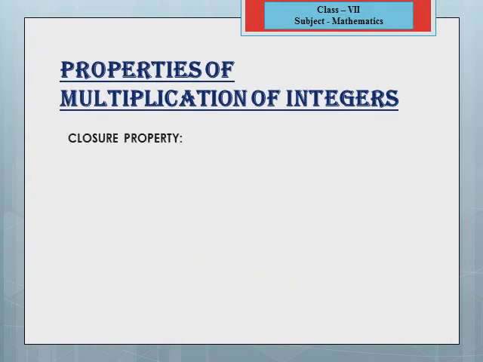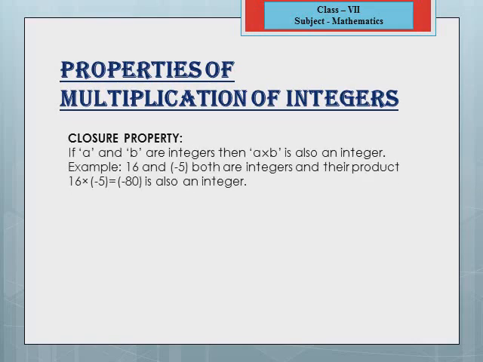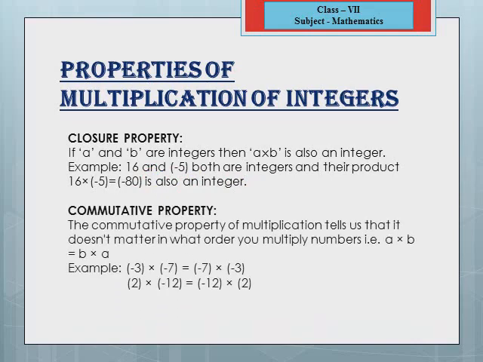Properties of multiplication of integers. The first property is closure property. Closure property states that if a and b are integers, then their product is also an integer. Example, 16 and minus 5 both are integers and their product minus 80 is also an integer. Commutative property. Commutative property of multiplication states that the order in which you multiply the numbers does not matter.